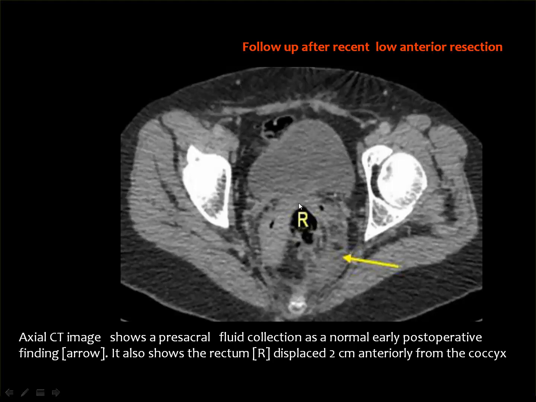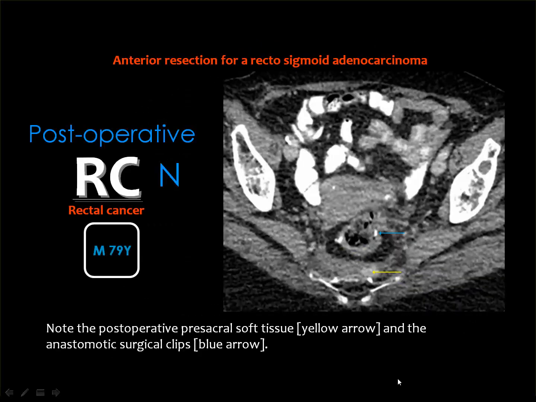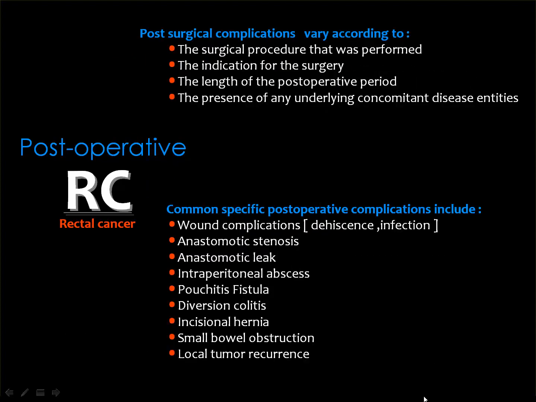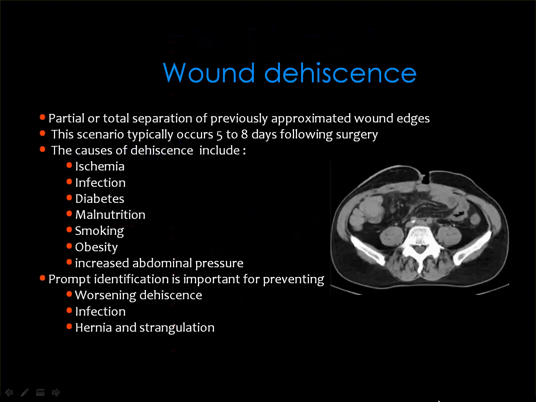granulation tissue surrounding the rectum, and this is considered an early normal postoperative change. And here also you see that the sutures are radio-opaque on the CT scan. You see a pre-rectal, pre-sacral soft tissue lesion, which is considered a normal finding. Then we get to the complications. The complications are wound dehiscence or infection, anastomotic stenosis, leak, abscesses, fistula, hernia, small bowel obstruction, and local tumor recurrence.